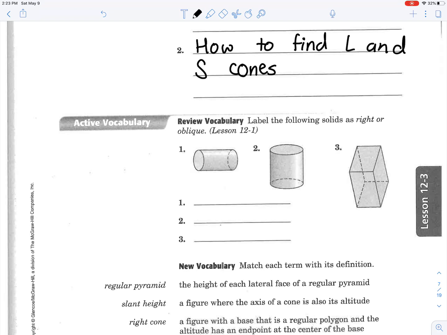Label the following solids as right or oblique. Number 1 is standing straight up. It would be right. Number 2, also standing straight up, would be right. Number 3 looks to be leaning at an angle. It would be oblique.